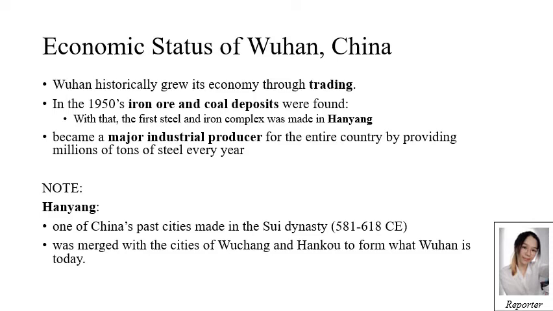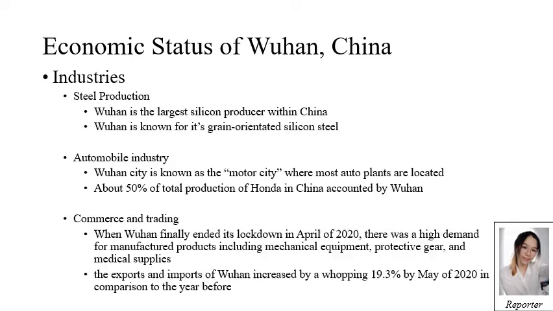With that, it became a major industrial producer for the entire country by providing millions of tons of steel every year. As for the industries in Wuhan, there are three: steel production, automobile industry, and commerce and trading. Here we have the details for each of these industries.